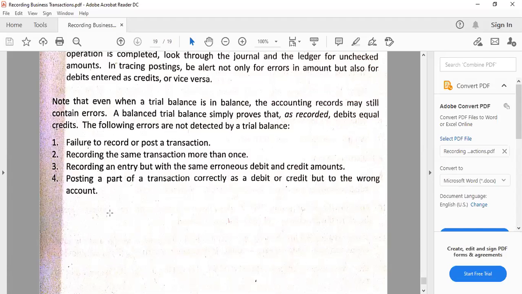And number 4, posting a part of a transaction correctly as a debit or credit, but to the wrong account. Let's say accounts receivable debit, but we placed that on cash, for sure, because we have the two accounts on the same side, debit. Both cash and accounts receivable are assets. Normal balances would be debit. So in that case, still the two sides would be equal.